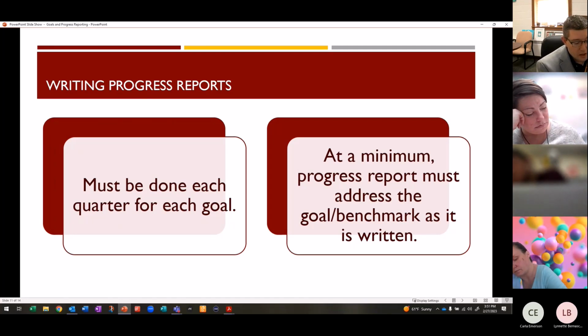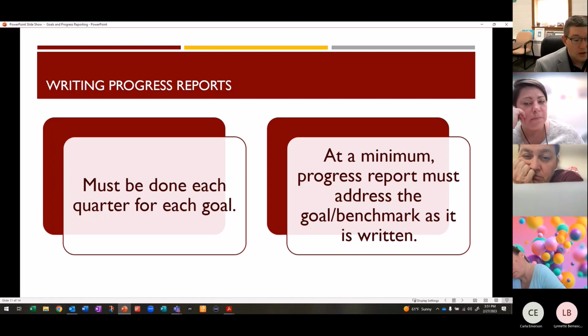So if we say that the student will read 100 words per minute on 4 out of 5 trials, then our progress reporting has to mention how many trials, and it has to address 4 out of 5 specifically when we're reporting. That means we have to assess that student 5 times in order to accurately report progress for that student. It's much easier and much cleaner if we have a goal that just states they will read this level and leave the trials out.